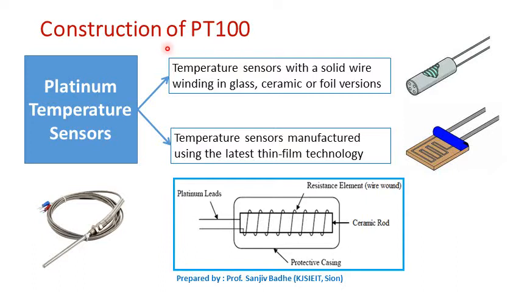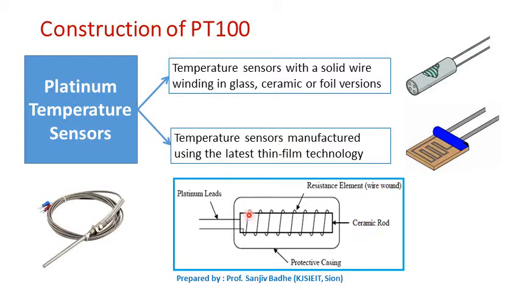Let us discuss the construction of PT100. PT100 sensors can be manufactured in two ways. It can be wire wound type, in which platinum wire is wound around a glass rod or ceramic rod, or it can be produced with the help of the latest thin film technology. Wire wound construction is the commonly used construction, where a platinum wire is wound around a glass rod or ceramic rod.